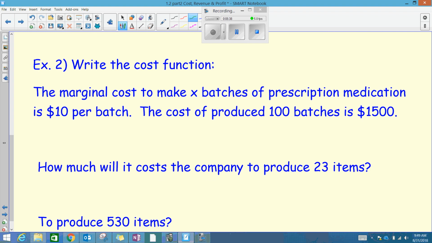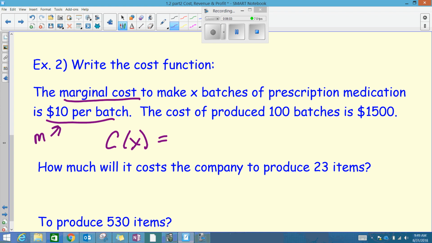But we also know it gets harder than that. So next example, write the cost function. The marginal cost to make x batches of prescription medication is $10 per batch. So again, we're told the marginal cost is $10 per batch. So we know that our m is going to be 10, right?